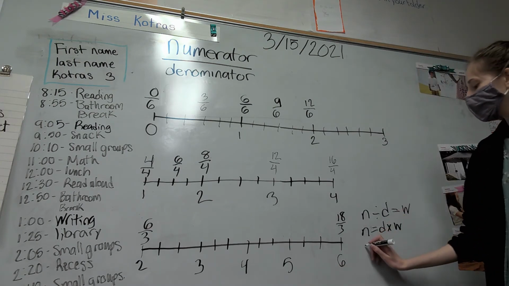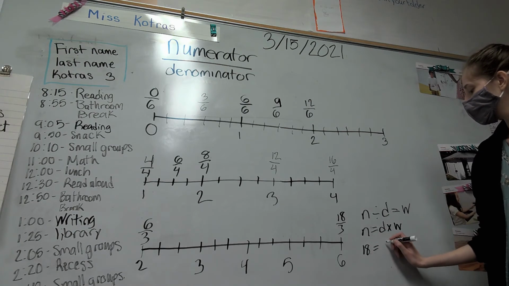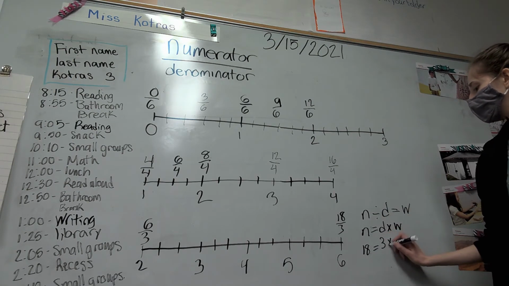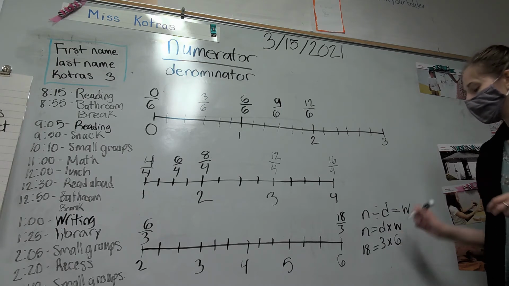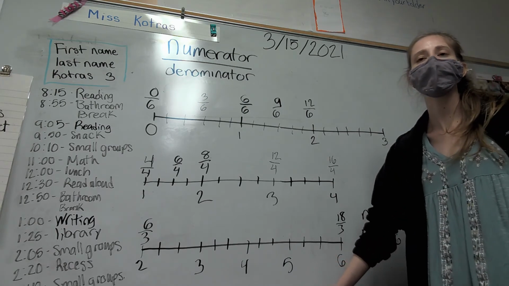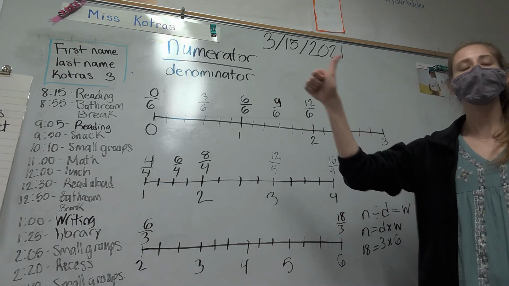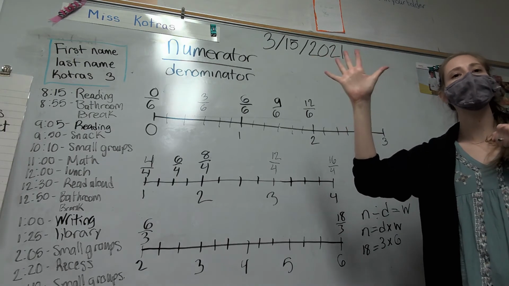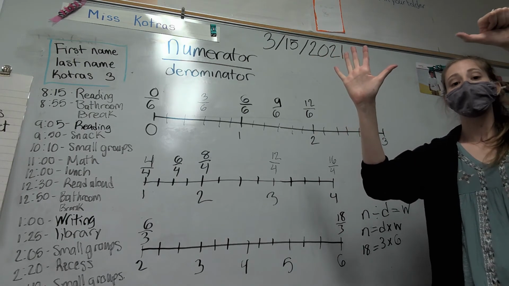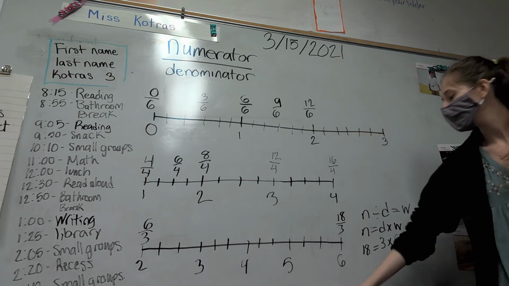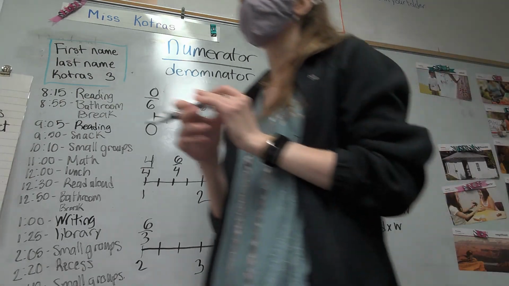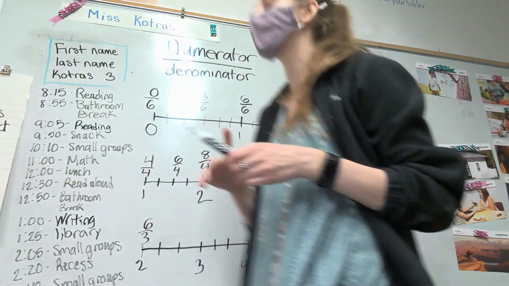So our numerator is 18, and our denominator is what? 3. Times 6. Let's skip count by 3 six times. Skip count with me. 3, 6, 9, 12, 15, 18. Are we correct? Yes, we are. Thank you for double checking with me. Good job. All right, next is 14 over 3, 14 thirds.